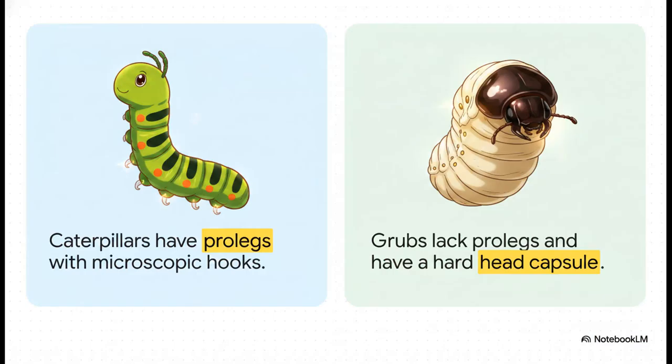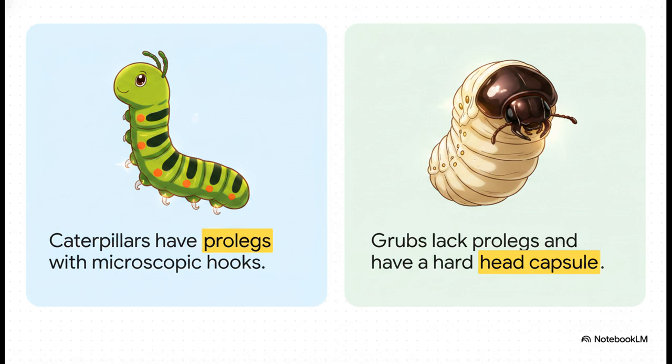Let's look at another classic split that tests your anatomical vocabulary. Telling a caterpillar from a grub isn't just about saying, one's going to be a moth, one's going to be a beetle. You need the technical terms. A caterpillar from the order Lepidoptera has these fleshy abdominal prolegs equipped with microscopic hooks called crochets. A grub from the order Coleoptera completely lacks those abdominal prolegs, and instead it's defined by a heavily sclerotized, really well-developed head capsule.